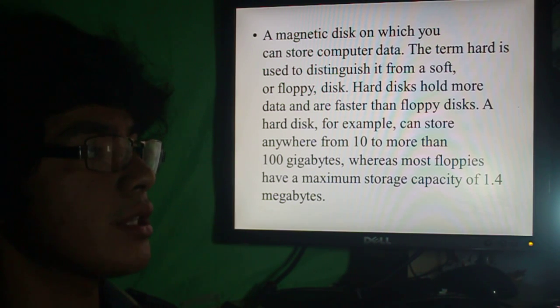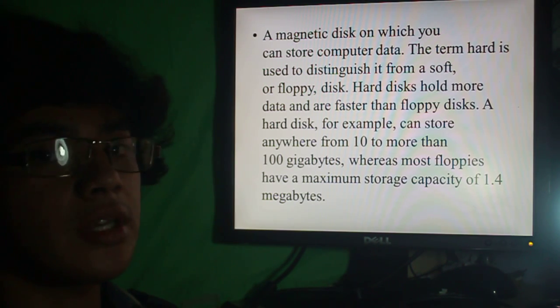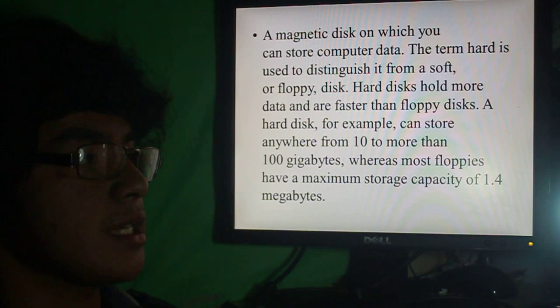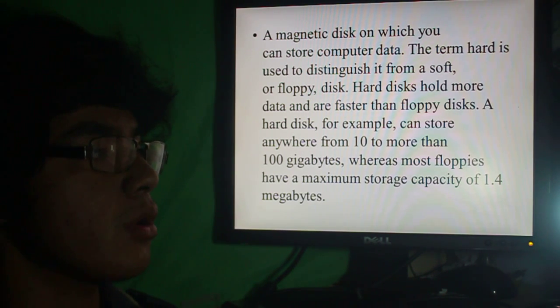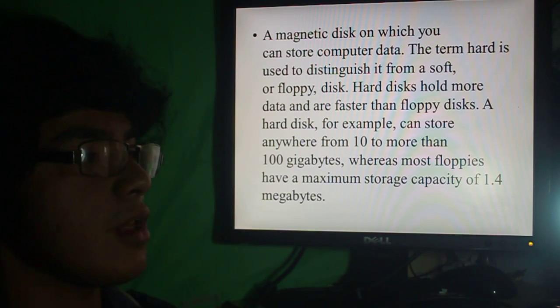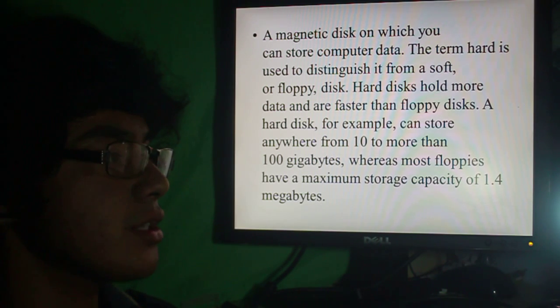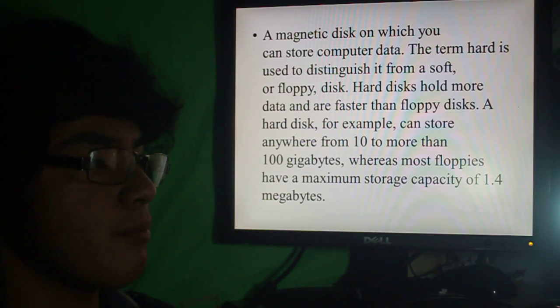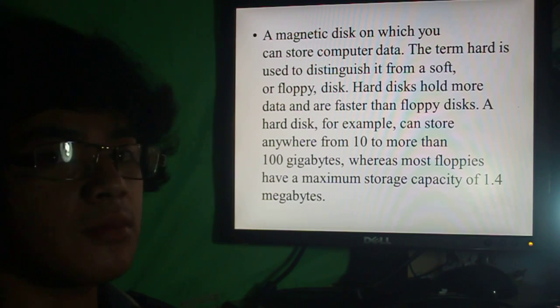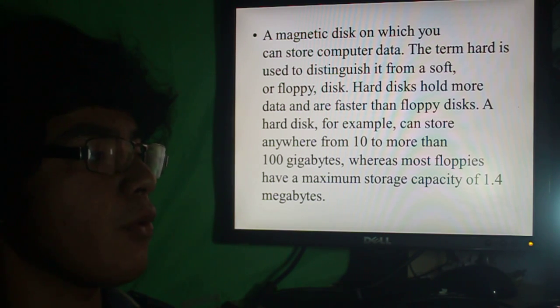The term hard is used to distinguish it from soft or floppy disk. Hard disks hold more data and are faster than floppy disks. A hard disk, for example, can store anywhere from 10 to more than 100 gigabytes, where most floppies have a maximum storage capacity of 1.4 megabytes.